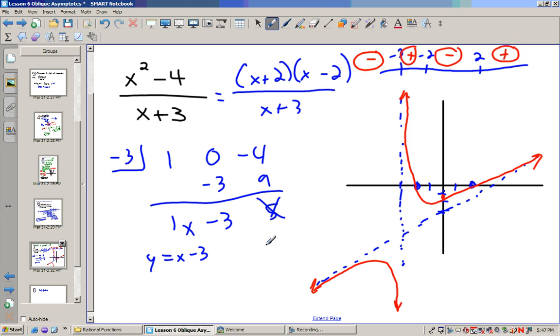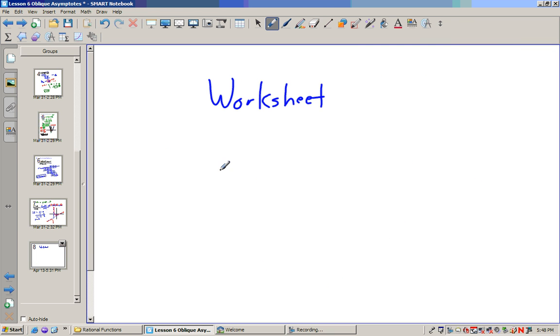And here are oblique asymptotes, or graphing with oblique asymptotes. Wonderful. Hopefully that makes sense, and that's enough to do your worksheet. Good luck.